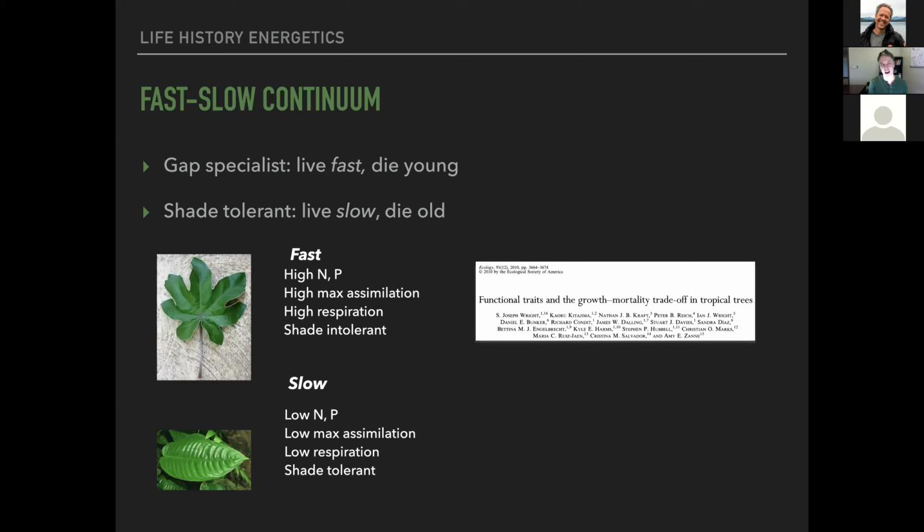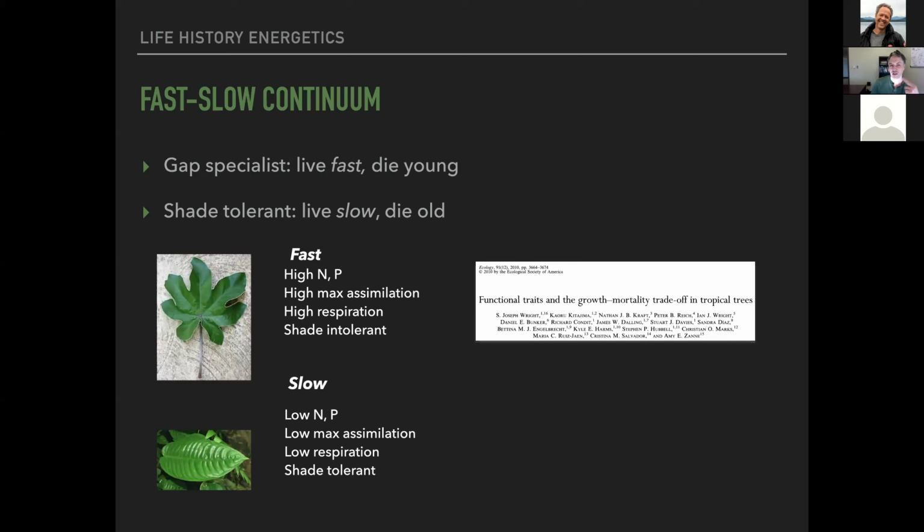You live fast and die young, you grow up really quickly, reproduce and die, or do you live slow and die old? And these slow-living trees are shade tolerant, they have denser wood, they live longer. And there's a metabolic link to this life history, and that's the energetics of the leaf. So these fast trees have a lot of nitrogen and phosphorus for protein synthesis, for chlorophyll and chloroplasts, and that allows for higher max assimilation when there is light.